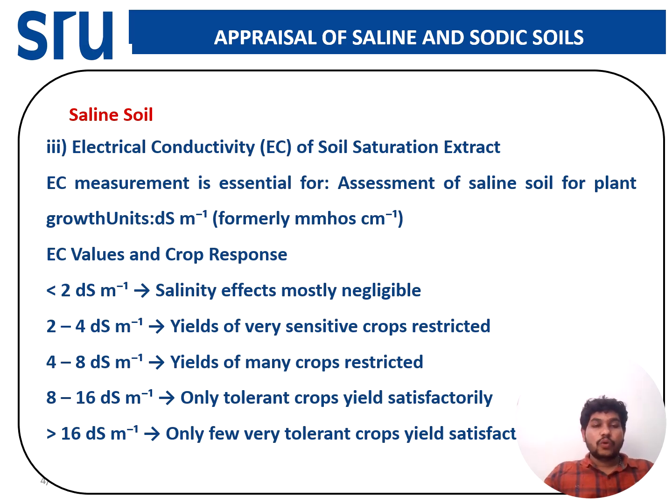If the EC is 4 to 8 dS/m, the yield of many crops is restricted. If the EC is 8 to 16, only tolerant crops will give a satisfactory yield. If the EC is more than 16, only a few tolerant crops will give a satisfactory yield.